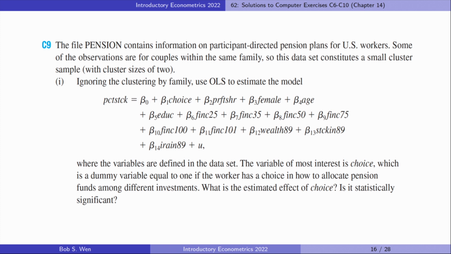In Part 1, we ignore the clustering by family and use OLS to estimate the model. The variable of most interest is choice, which is a dummy variable equal to 1 if the worker has a choice on how to allocate pension funds among different investments. What is the estimated effect of choice? Is it statistically significant?